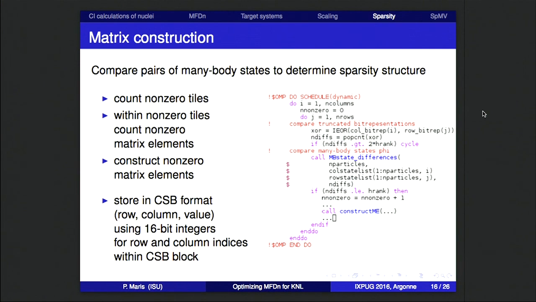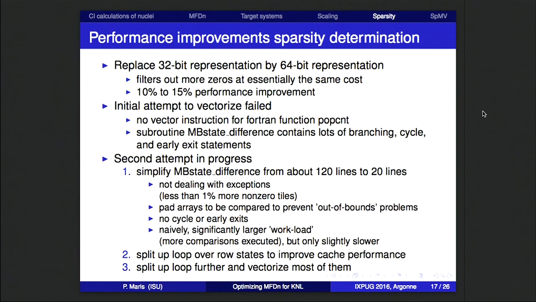So both for the counting of the tiles and the counting of the non-zeros, I go through loops like this, and then I store them in compressed sparse block format. The first improvement that we did was going from a 32-bit representation to a 64-bit representation, because that simply filters out more of my zero matrix elements, and it essentially takes the same time to do a 32- or a 64-bit comparison. The next step was, can we vectorize that?